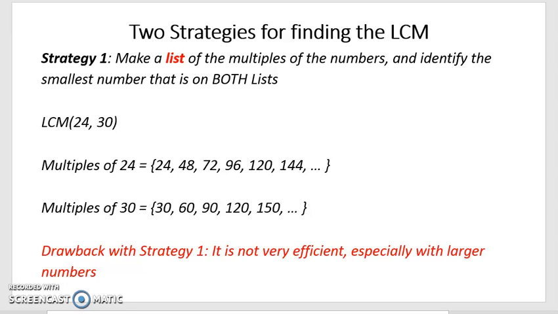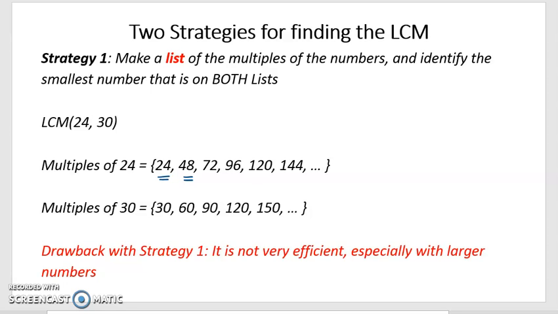Start out by making a list of the multiples of 24. So 24 times 1 is 24, 24 times 2 is 48, and so forth: 72, 96, 120, 144. Those are all multiples of 24, and we could keep going. Multiples of 30 are 30, 60, 90, 120, and so forth.